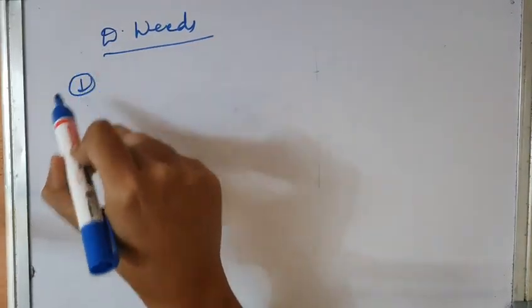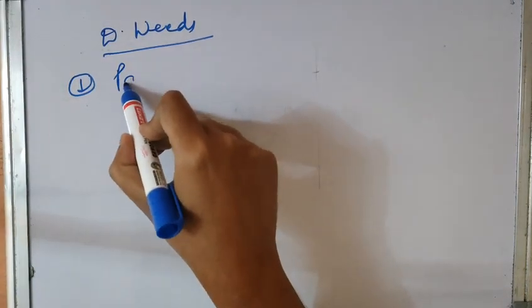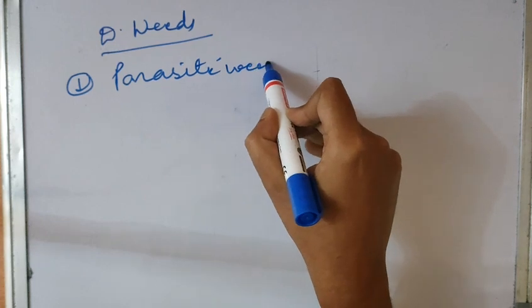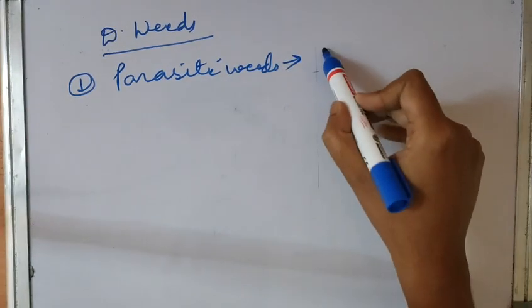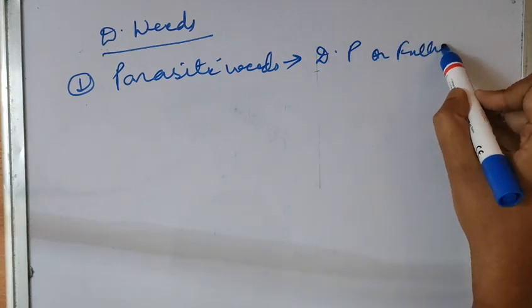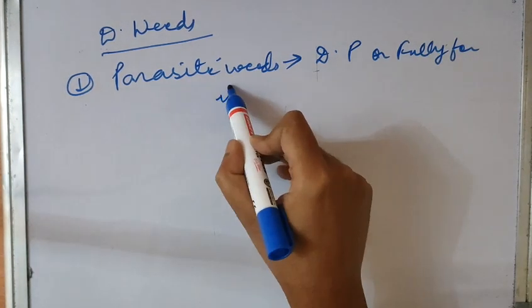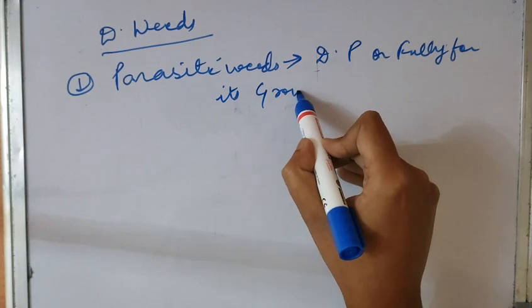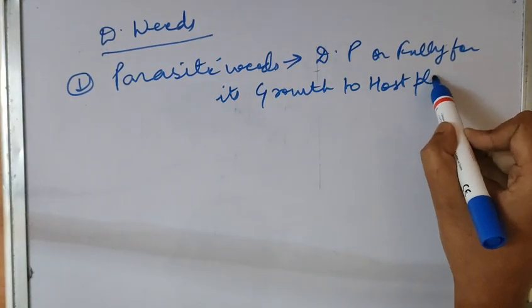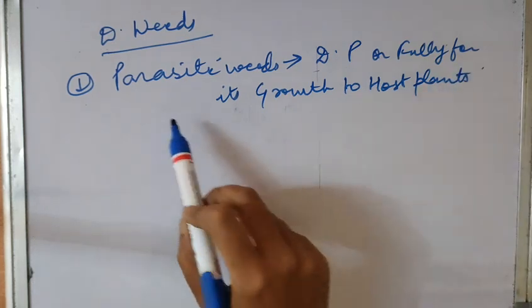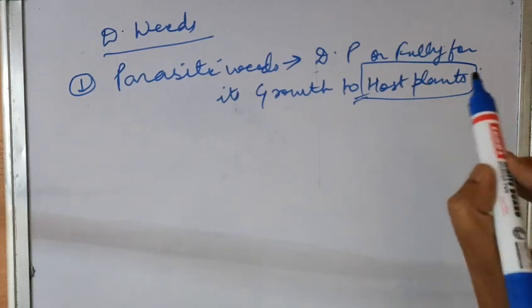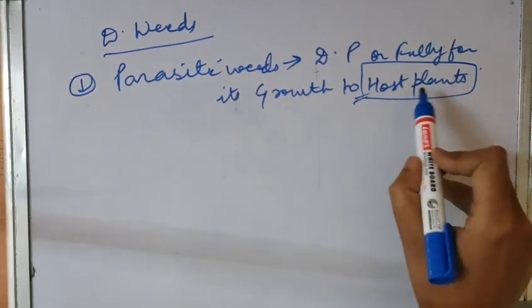Now, what are the different types of weeds? First of all, there are parasitic weeds. They depend partially or fully on host plants for their growth. That is, parasitic weeds cannot grow without host plants. They depend on the host plant either partially or fully.